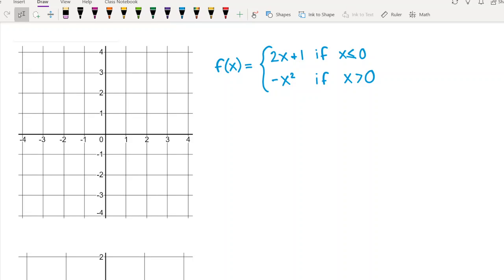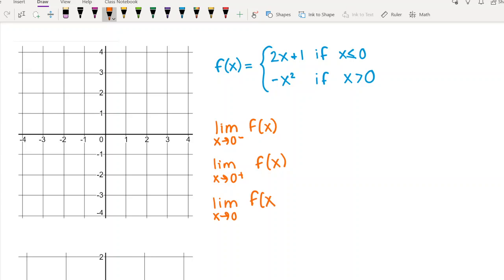Okay, so what are we going to be doing with this function? We're going to be finding a few different things. So I'm going to write them down and then we'll come back to them. So we're going to be evaluating the limit as x approaches 0 from the left. We're going to be finding the limit as x approaches 0 from the right. We're going to be finding just the overall limit. And then finally, we're going to be also evaluating what is f of 0.